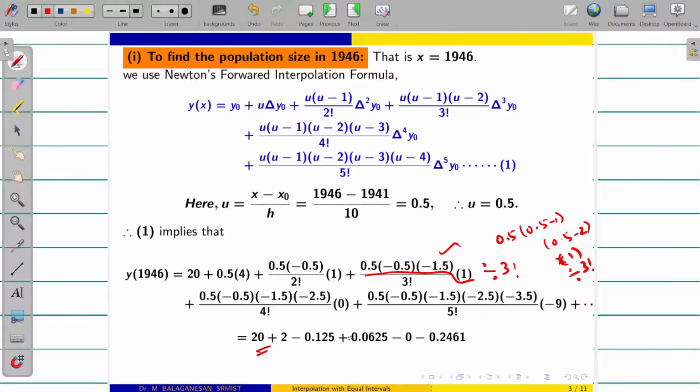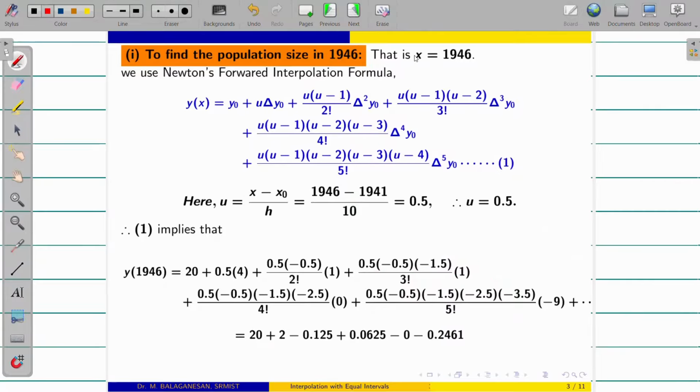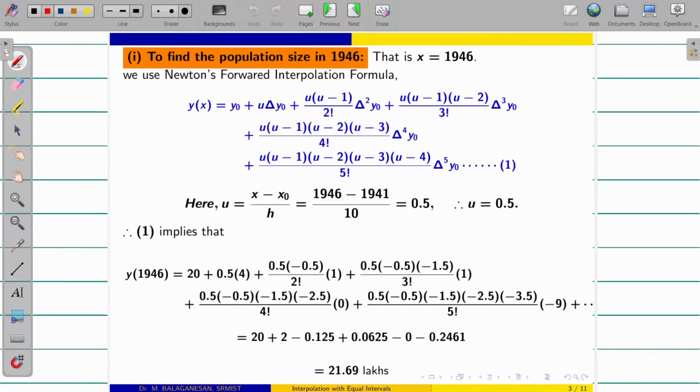This is what you have to do while you are solving the problem. Solve each and every step. You can get 20 plus 2, and the third term, fourth term, fifth term are 0 because they multiply by 0, so everything will be 0. That's it. Then the final answer will be 21.69 lakhs. So it is nothing but the y value at x equal to 1946. That's the meaning.